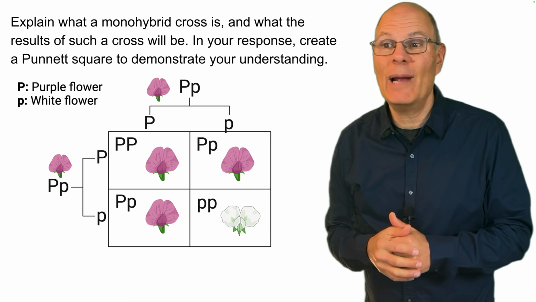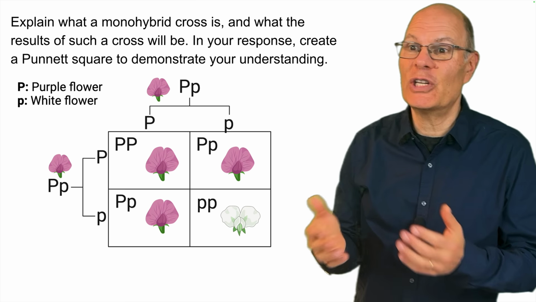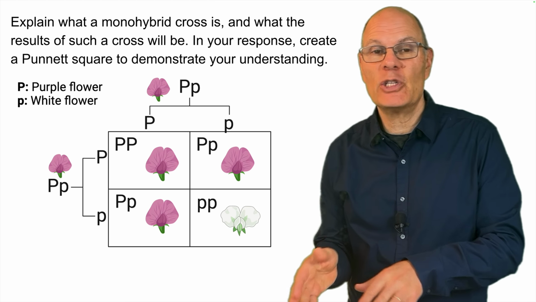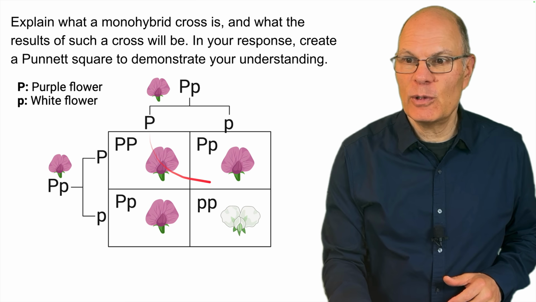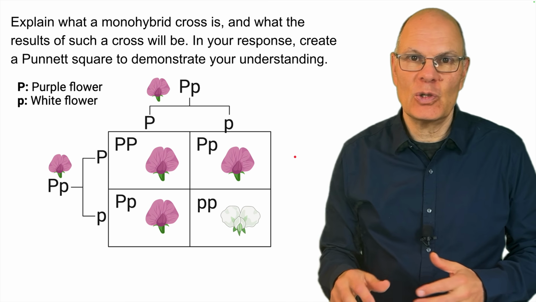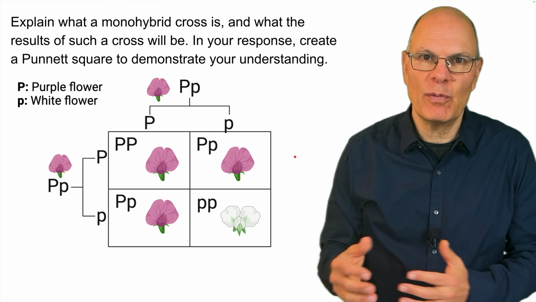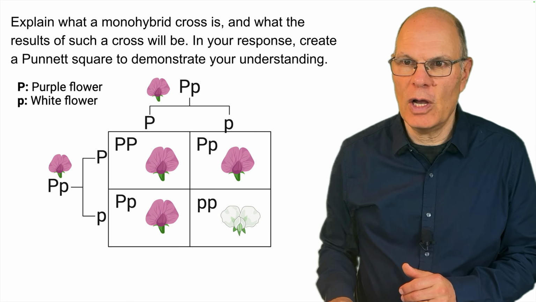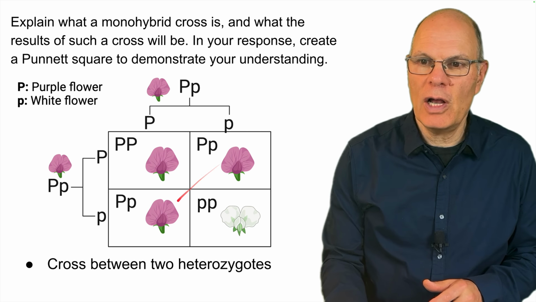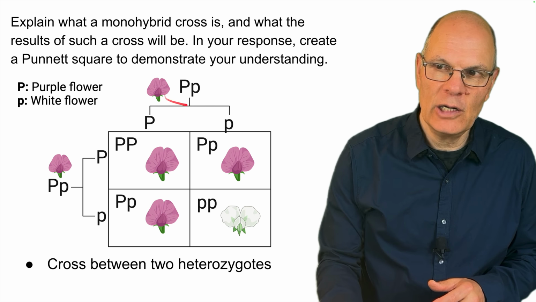Explain what a monohybrid cross is and what the results of such a cross will be. In your response, create a Punnett square to demonstrate your understanding. This, which we've seen before, is a Punnett square. It uses the rules of probability to quickly predict the offspring of genetic crosses. A monohybrid cross is a cross between two heterozygotes.